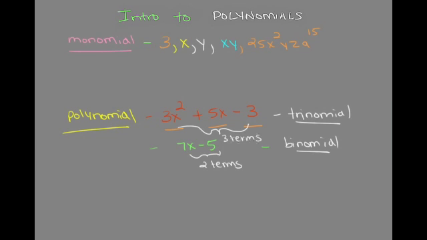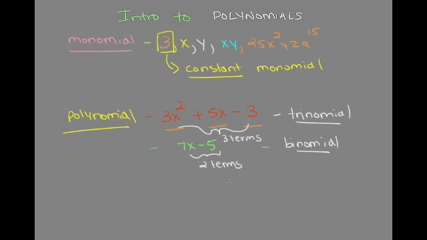And since we're talking about special polynomials, let's talk about special monomials. Monomials that are just numbers, like 3, will be considered a constant monomial, or just constant.